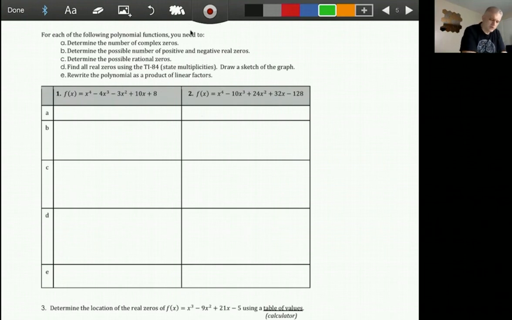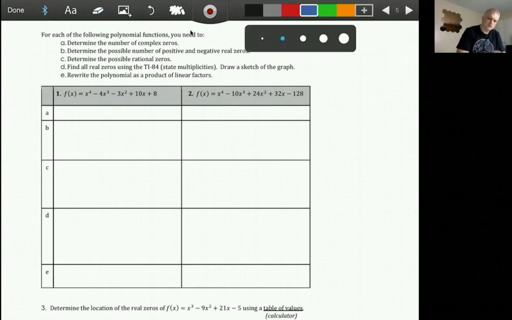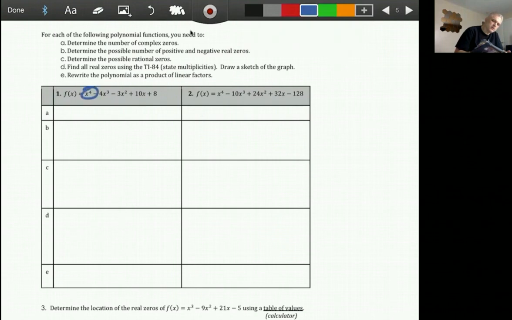So for each of the following polynomial functions, you need to do all of this stuff. So let's do this. Question 1, I'm going to do all of these for question 1. All right, let's pick a color. Let's pick blue. Determine the number of complex zeros. So by the fundamental theorem of algebra, I know that this is a 4th degree polynomial, so there are 4 complex zeros. They may be real, they may be imaginary, doesn't matter. There's a total of 4 of them, okay? There may be 4 unique ones, or the multiplicities just add up to 4.